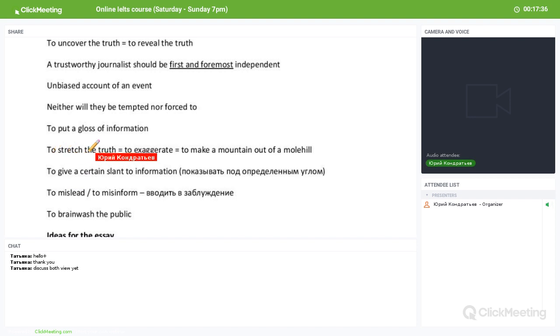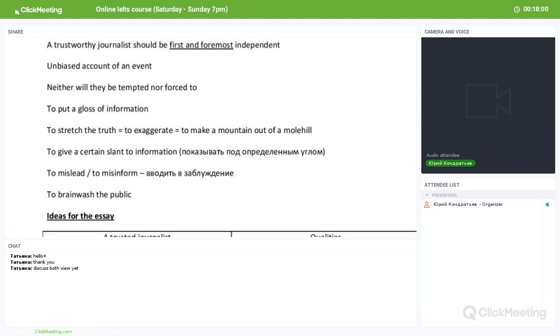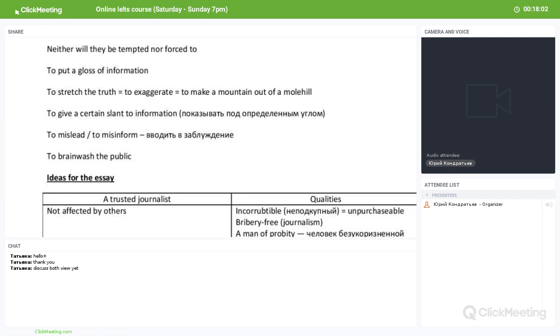Then, to exaggerate, you can say to stretch the truth, to exaggerate, or to make a mountain out of a molehill. Right. In Russian we say делать из мухи слона. So mountain, гора, molehill, холмик, который делает крот. Right, mole. To give a certain slant to information can also mislead or misinform the public or brainwash the public.